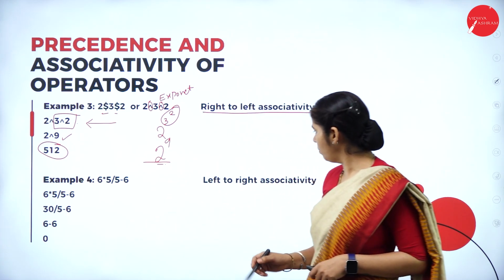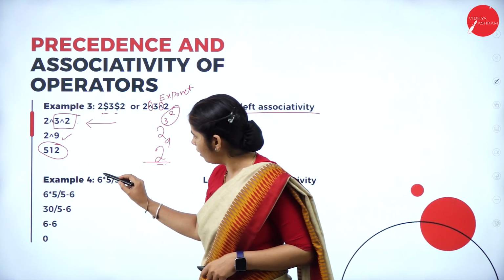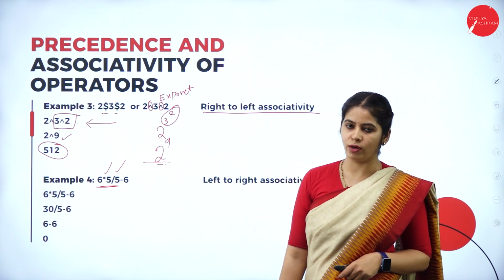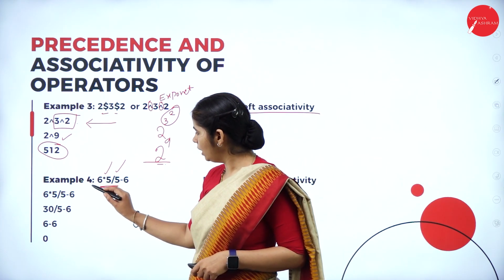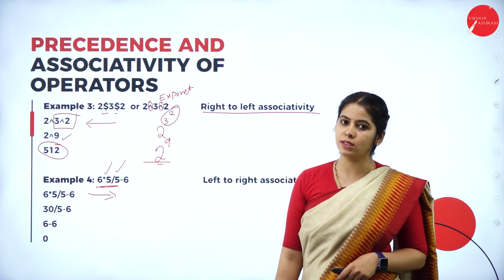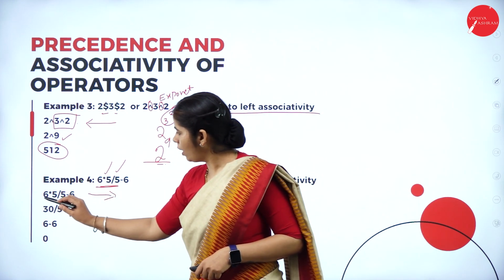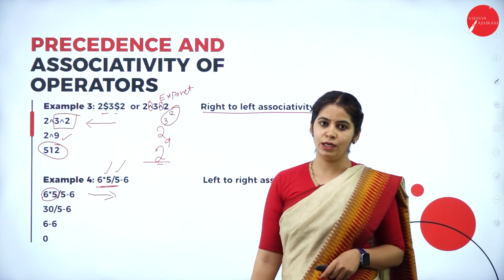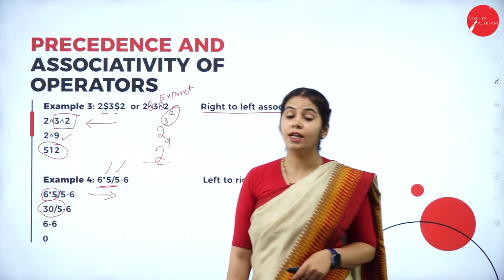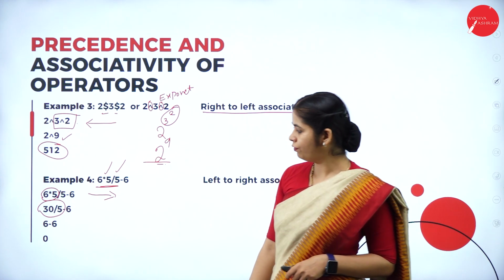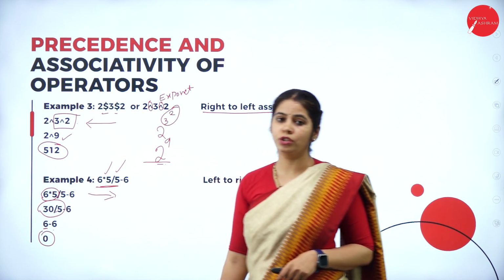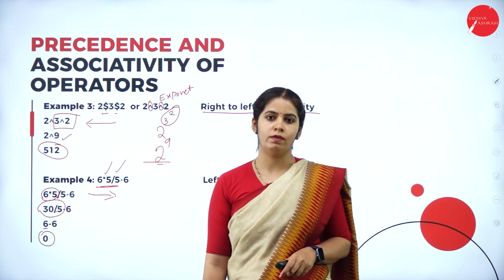Then coming to one more example, left to right associativity. Here we have multiplication and division. Both are of the same precedence, same priority. So what do we have to do? We traverse from left to right, implementing the associativity rules. First we have to compute 6 into 5, that is 30. Then after that we have to compute the division. 30 divided by 5 is 6. 6 minus 6 is 0. That should be the evaluated result for the given expression.